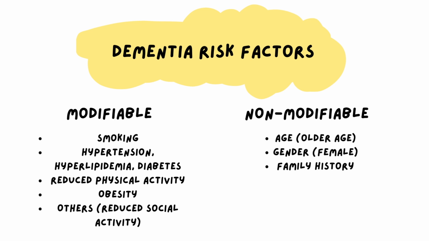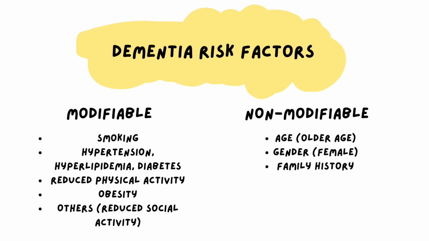Firstly, older adults have increased risk of dementia. Secondly, females have higher risk of dementia. Thirdly, patients with family history of Alzheimer's or other dementia syndromes have a higher risk for developing the disease. Modifiable risk factors for dementia in general are similar to cardiovascular risk factors.